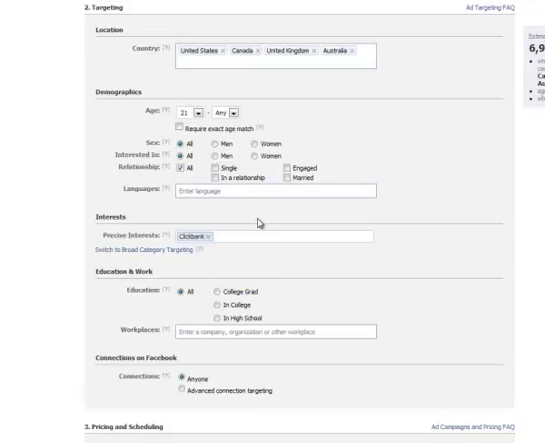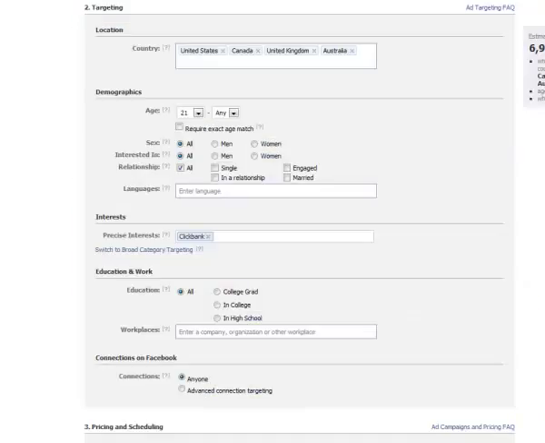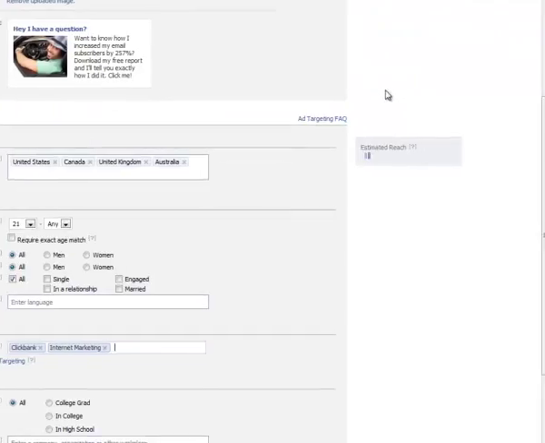So when you're thinking of your campaign, and let's say you want to create an ad campaign towards List Eruption, which is a list building product, or any other ClickBank product that you know is a good converter, you start by typing in the likes and interests. Now, you don't want to just start piling on all these different likes and interests. Okay, like internet marketing, and you've got to see here the estimated reach.